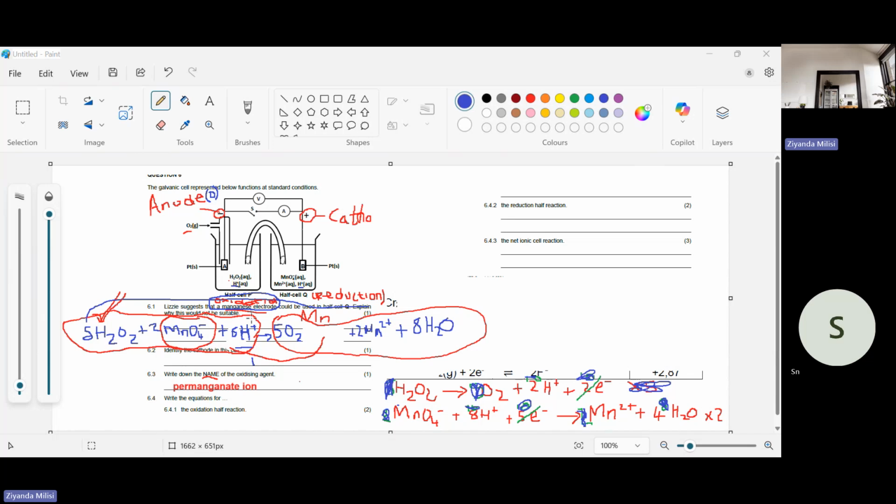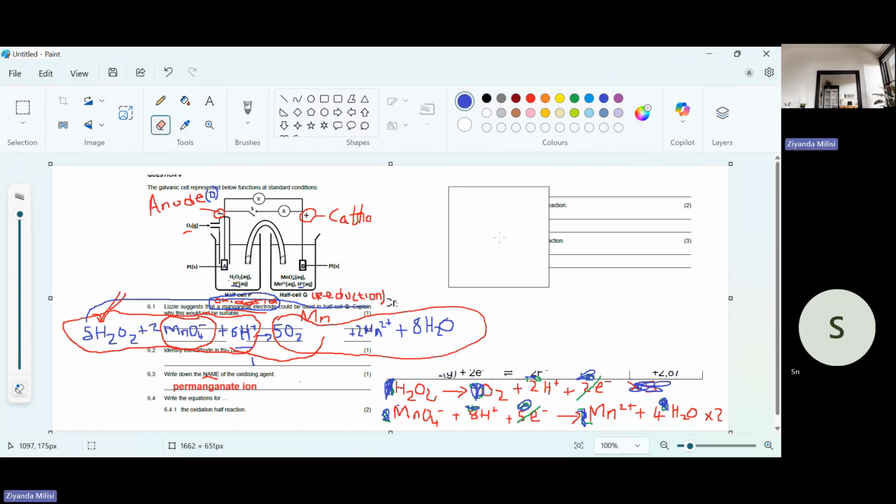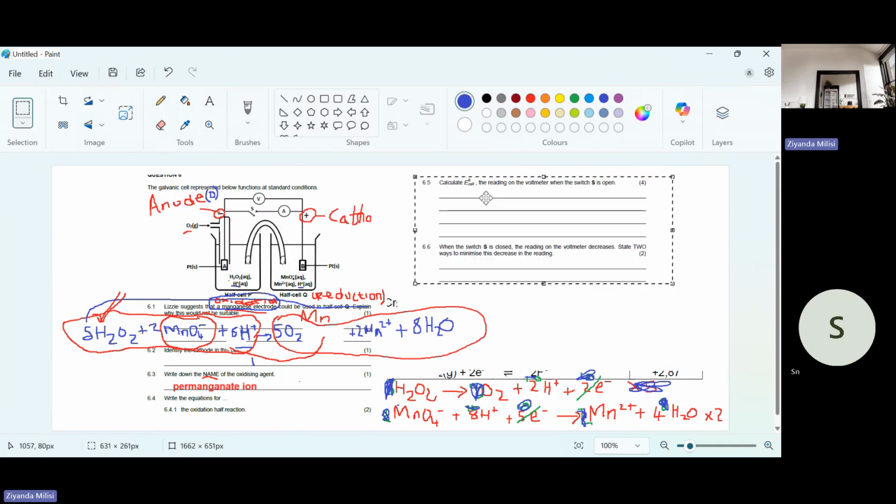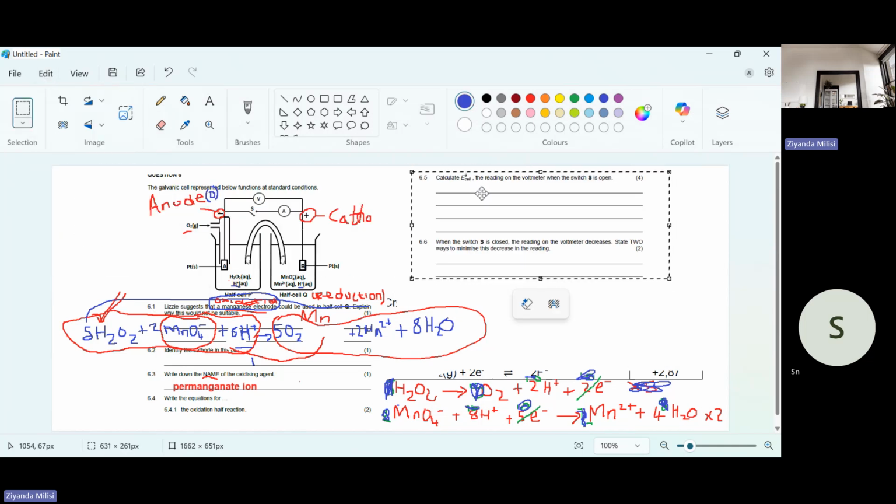To 6.5 and 6.6. Okay, let me paste it also there and see. This one, it says calculate E naught cell when the switch is opened.